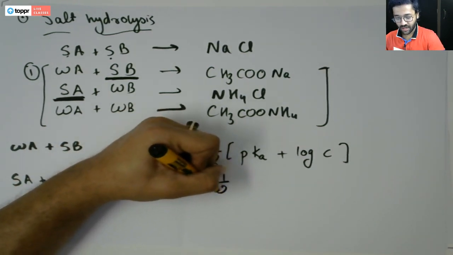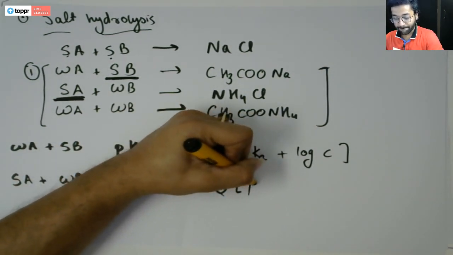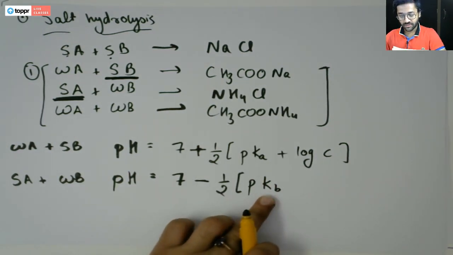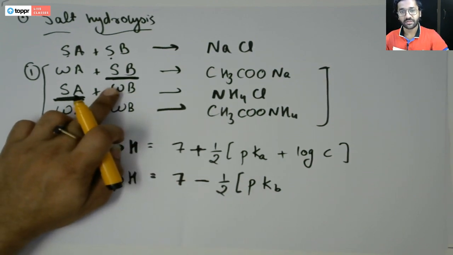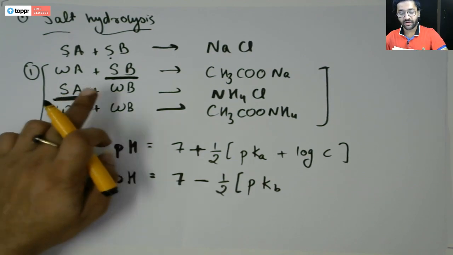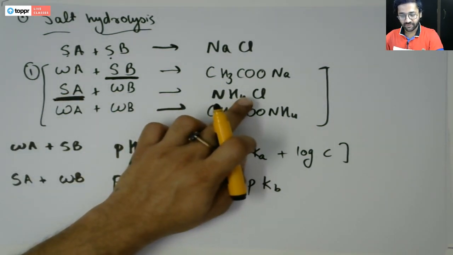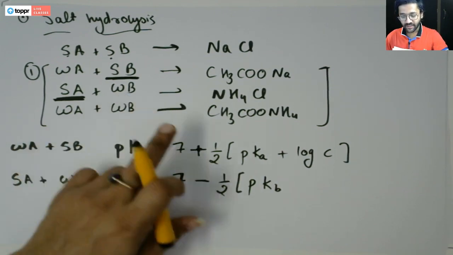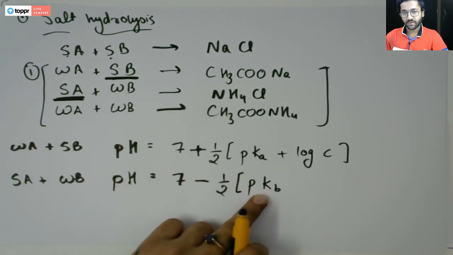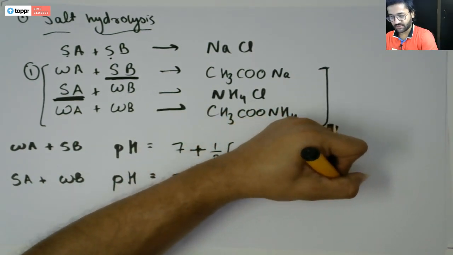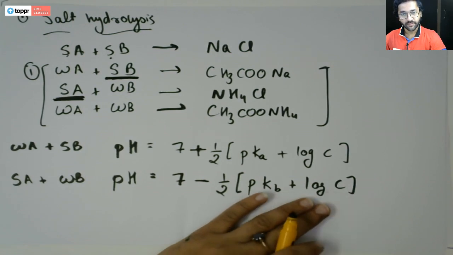7 minus half of pKb. This time we are talking about the weak base. Hence we are talking about the constant for the base which is involved, because that is which is weak. The acid which is very strong will be hydrolyzed easily, correct? It will be completely in the solution, whereas weak base doesn't break completely. Hence we are talking about the constant for the base plus log C, the concentration of the salt.